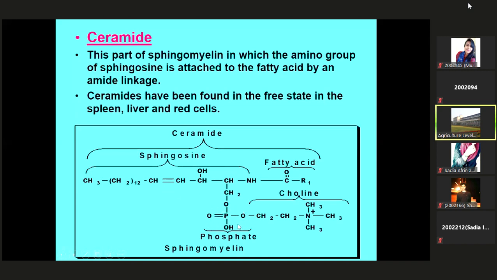So this is the phosphate group, and this is choline. All of the choline, phosphate, fatty acid, sphingosine, these four members together make the compound that is called sphingomyelin.